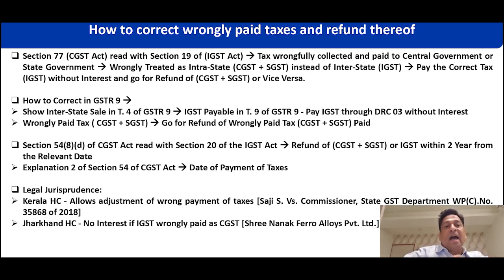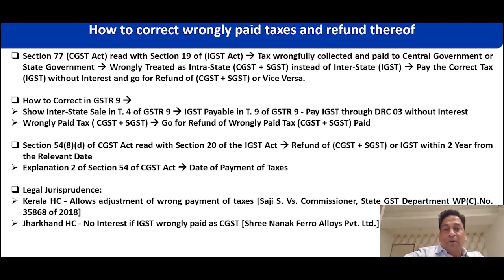Now, how to correct this transaction in your GSTR-9? Table 4 of GSTR-9 gets auto-populated from GSTR-1, wherein you have wrongly captured this transaction as intrastate, charging CGST and SGST. So what should you do? You should correct this transaction in table 4. Show the liability under IGST and delete it from CGST and SGST.